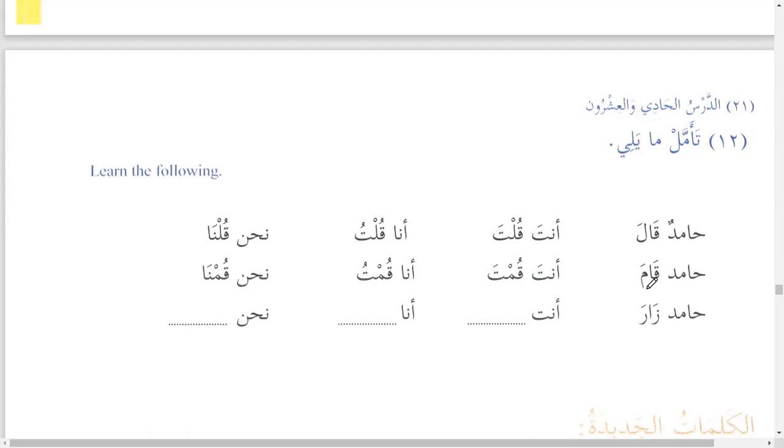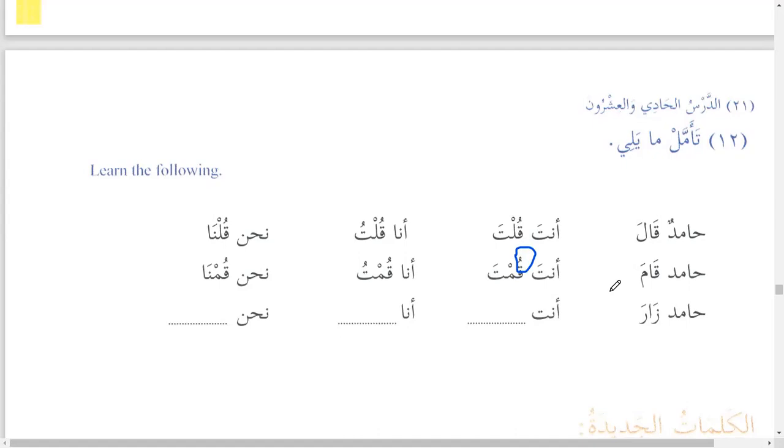Similarly, qama. So why is it qumna? Can you please tell me now? I just gave you the reason why it changed into dhamma. Because it is ajwaf and it is on the pattern of nasara yansuru. Qama yaqumu. So that's why it has changed into dhamma. So anta qumta, ana qumtu, and nahnu qumna.